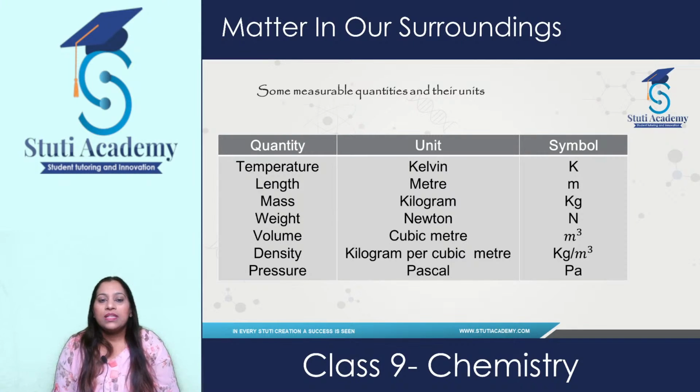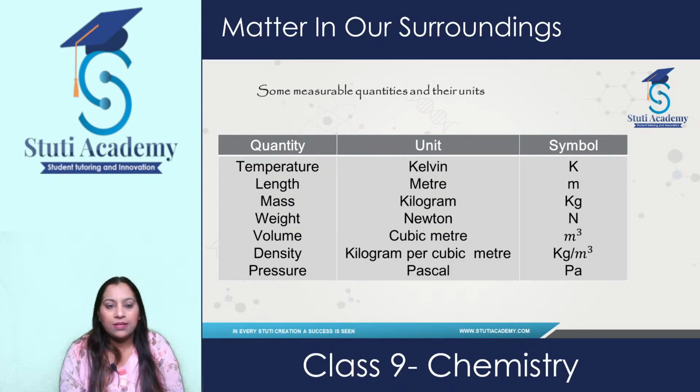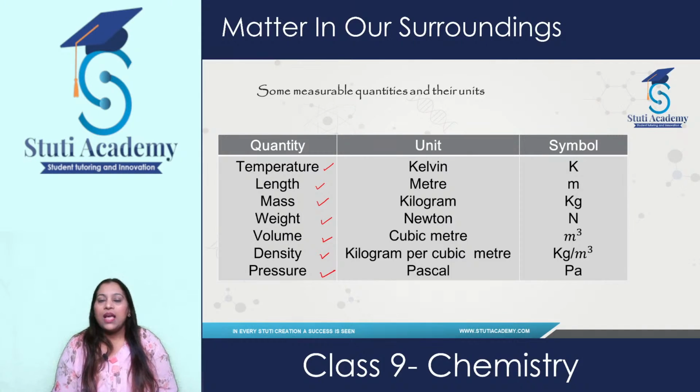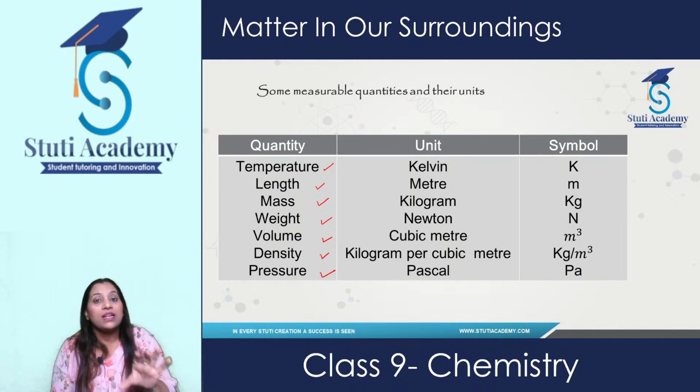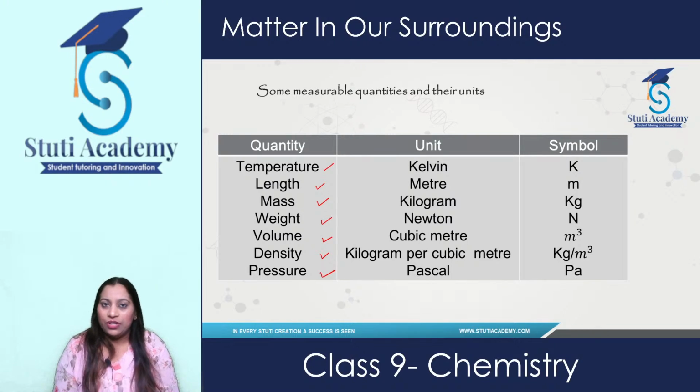Now here we have certain quantities, which we use in our daily life for measurement. First is temperature, then we have length, mass, weight, volume, density, pressure. These are known as physical quantities because we use them for the measurement of physical substances. We are not measuring anything else.